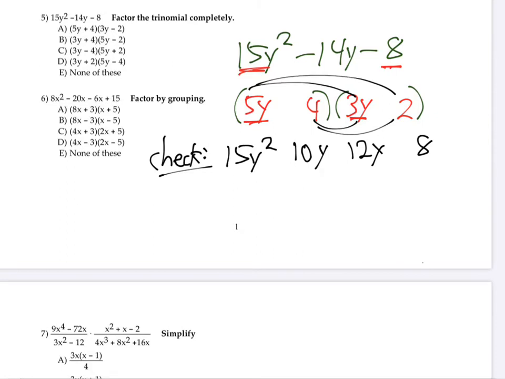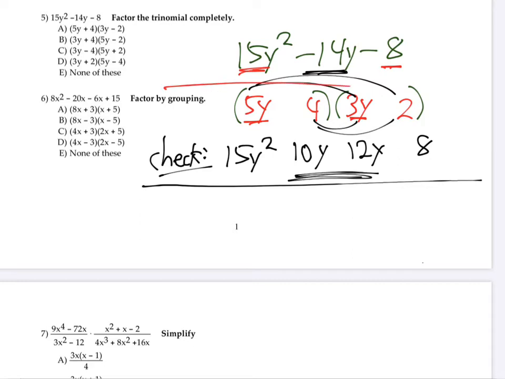So the question is, can these two middle ones make that guy? Can a 10 and a 12 somehow make minus 14? No, no way. They can't even begin to do that, can they? So that's not right. So draw a line. Now let's change our, so that was like my first guess. Now let's try 5y, 3y, and now let's switch it. Put the 2 here and the 4 there.